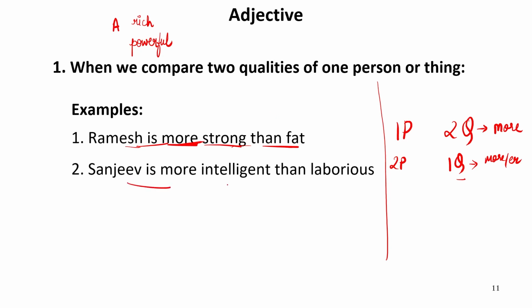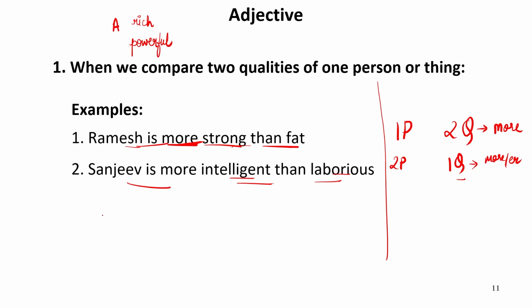In the next sentence, Sanjeev is more intelligent than laborious. Now, Sanjeev has two qualities. What are the two qualities? Intelligent and laborious. Because he is more intelligent, we'll say more intelligent than laborious. So we cannot use er or any other suffix, but we can only use the prefix more to convert this word into comparative degree.